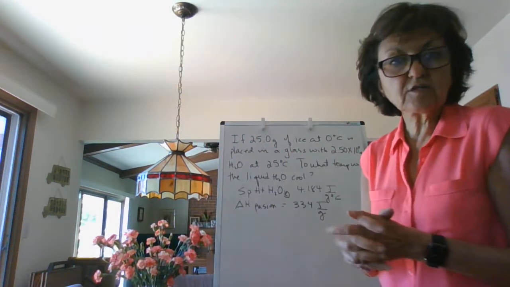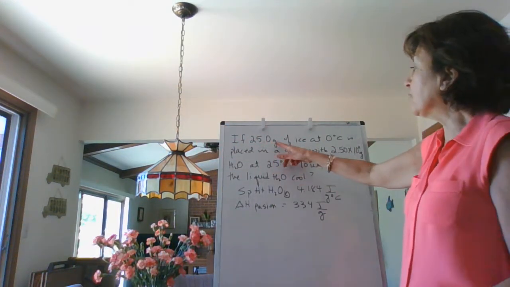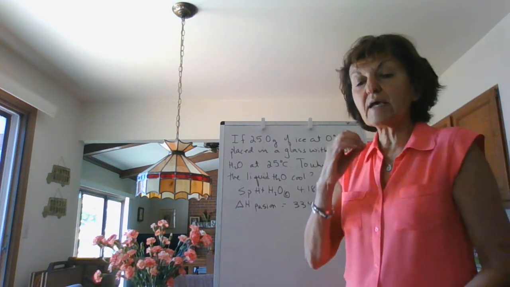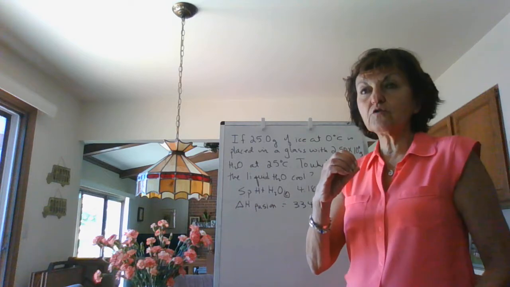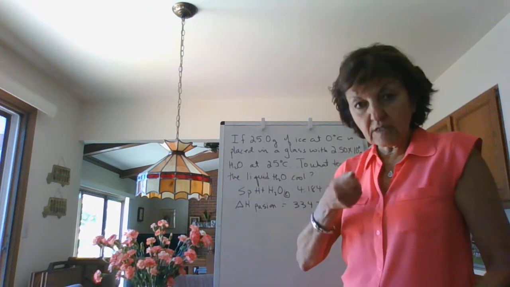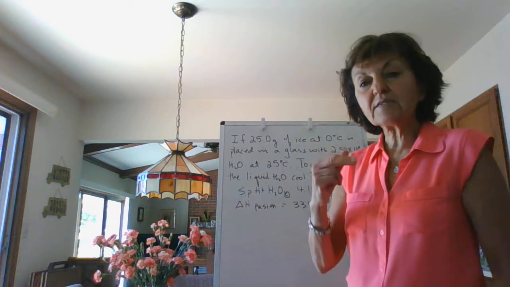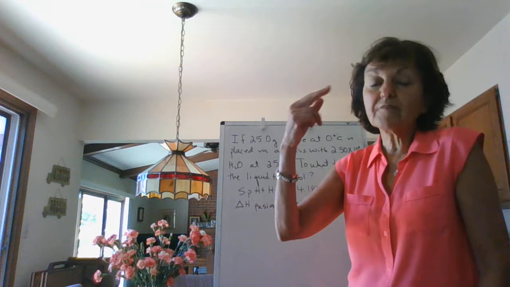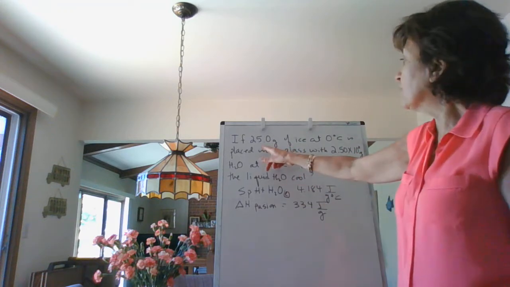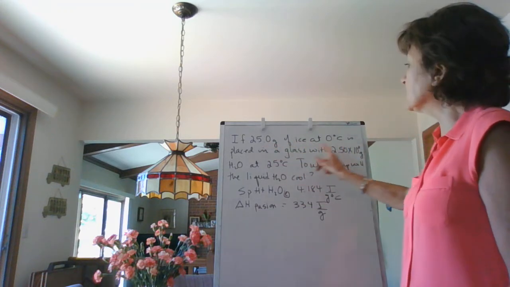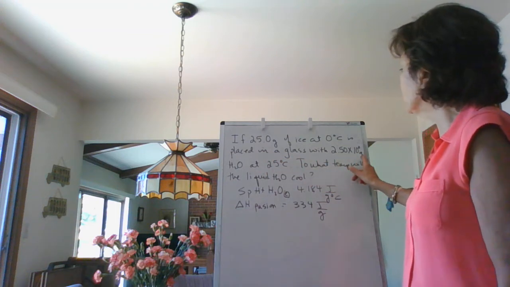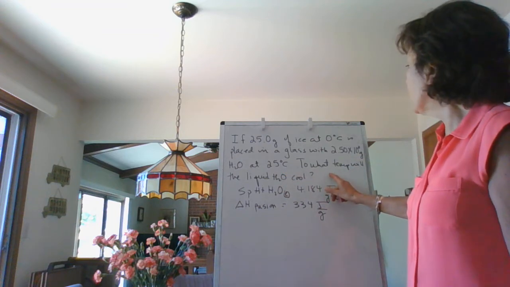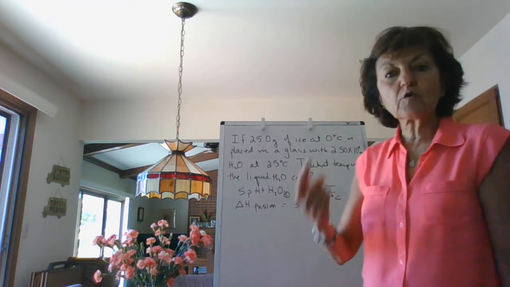All right, so here's the problem. If 25.0 grams of ice at 0 degrees Celsius, so the ice is at 0, so all we have to do is melt it, so delta H of fusion for the ice, and then put heat in to end up at some final unknown temperature. So if 25 grams of ice at 0 degrees Celsius is placed in a glass with 250 grams of water at 25 degrees Celsius, to what temperature will the liquid water cool?